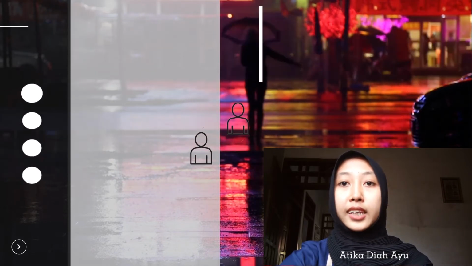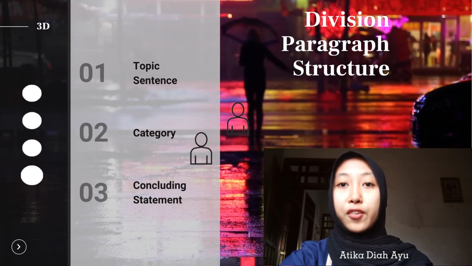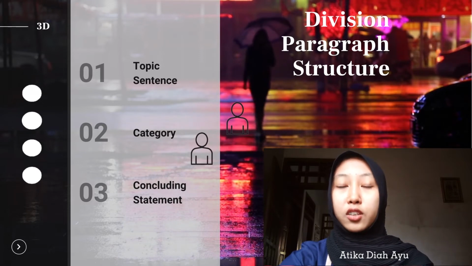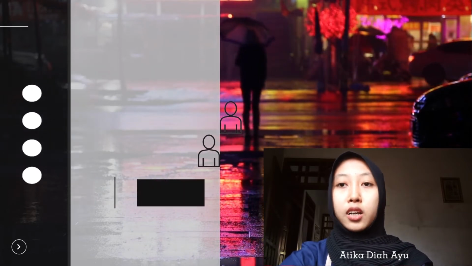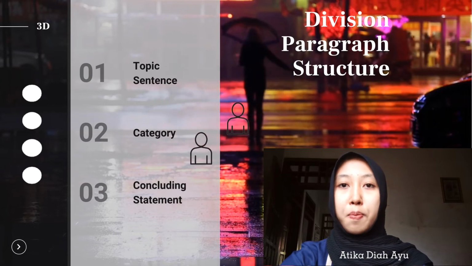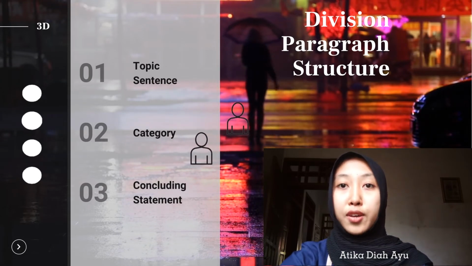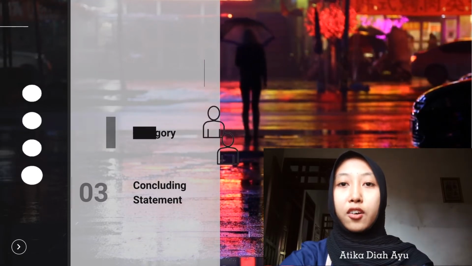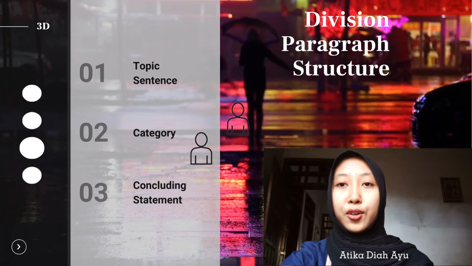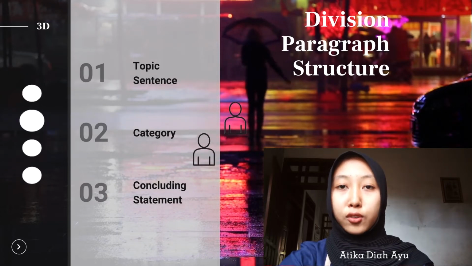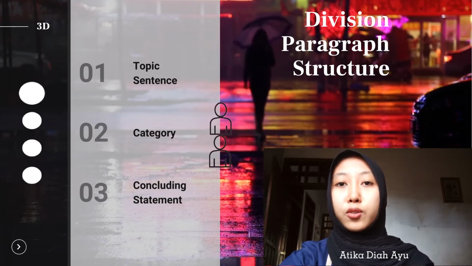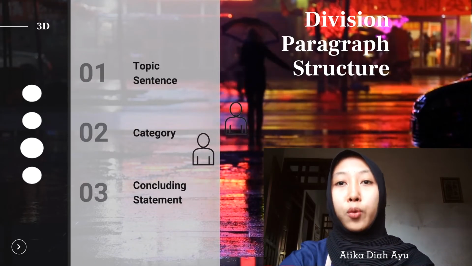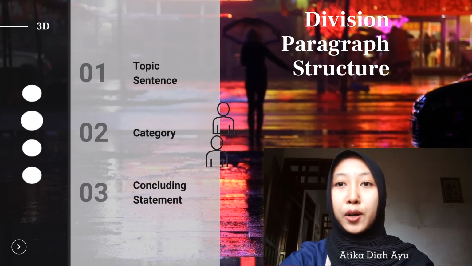In categories, it contains divided items or things that you want to tell the readers. You might start with category 1, category 2, category 3, and so on. Don't forget that each category must include explanations, examples, or details in order to distinguish it from the other categories. In the concluding statement, we should write a conclusion that restates the topic sentence and basically sums up what the reader needs to know or remember about your paragraph.